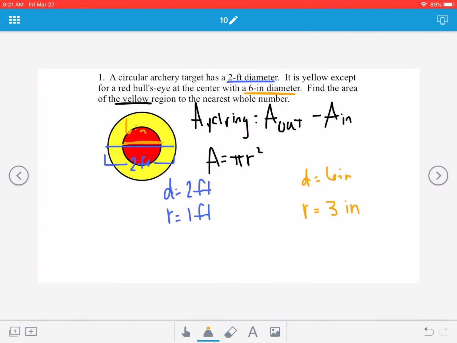The big circle has a radius of 1 foot. The little circle has a radius of 3 inches. Difference? One's in feet and one's in inches. So in order to do this, they have to be in the same unit of measure. So 1 foot times 12, 12 inches.